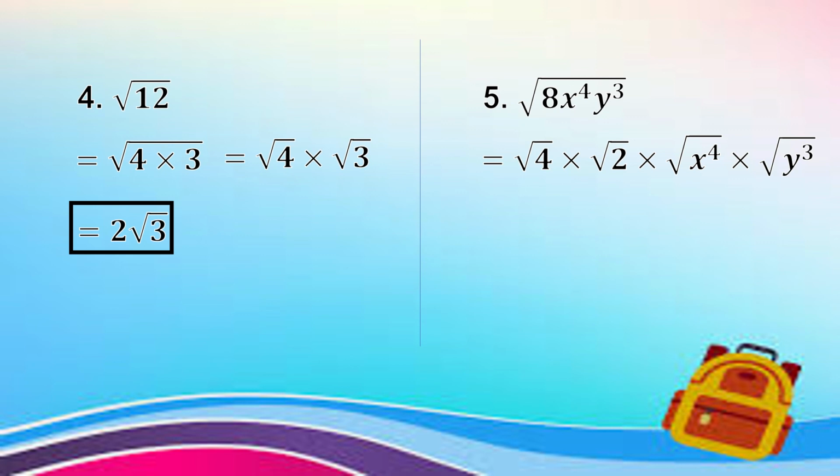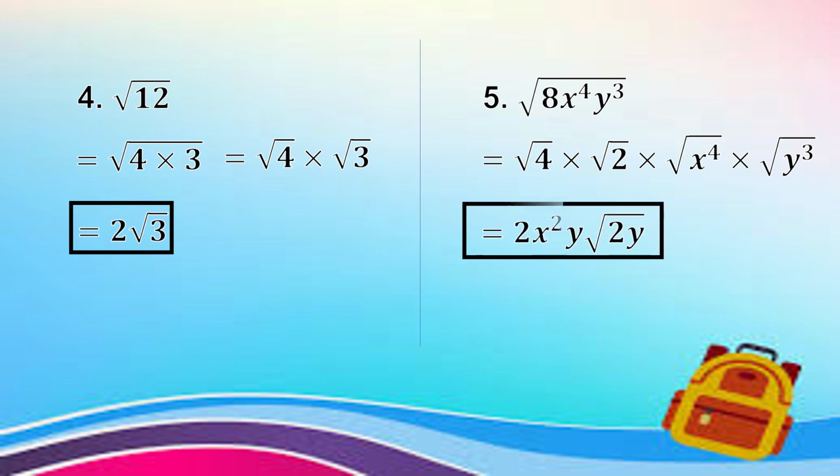Square root of x raised to 4. The exponent 4 divided by index 2. So, we have 4 divided by 2. So, it will become 2. So, that will be x raised to 2. Then, we have the square root of y raised to 3. So, we have 1 y there because it is 3. So, one y will remain. So, for that, we'll have 2 x raised to 2, y square root of 2y.